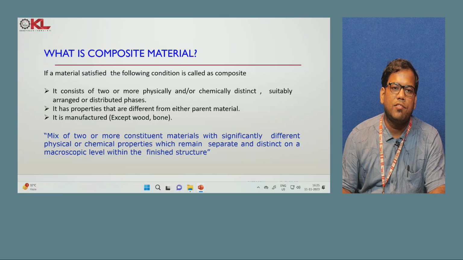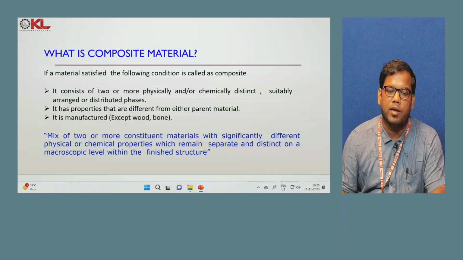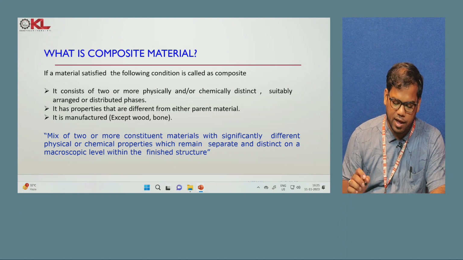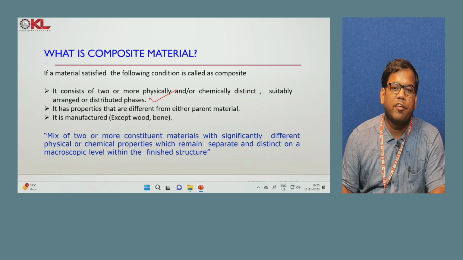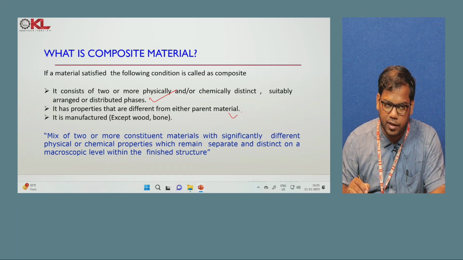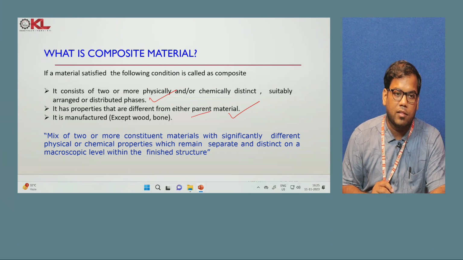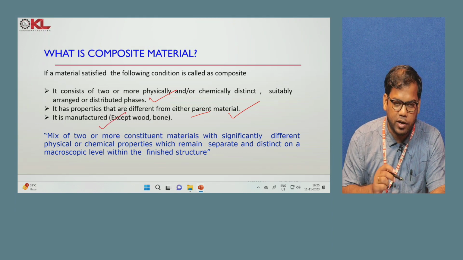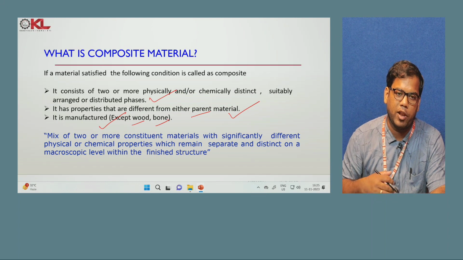Now, what is a composite material? If a material satisfies the following conditions: it consists, as I told, of two or more physically or chemically distinct, suitably arranged distributed phases. Second, it has properties that are different from either parent material and should be enhanced compared to the parent material. Third, it should be manufactured. It's not natural, except wood or bone. You should manufacture this with a mixture of two materials.